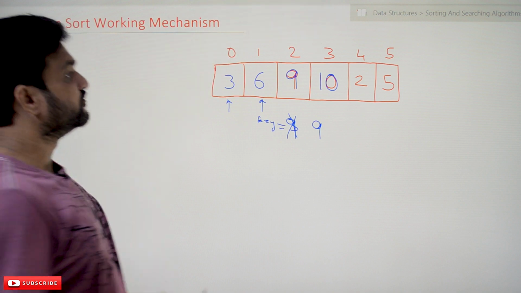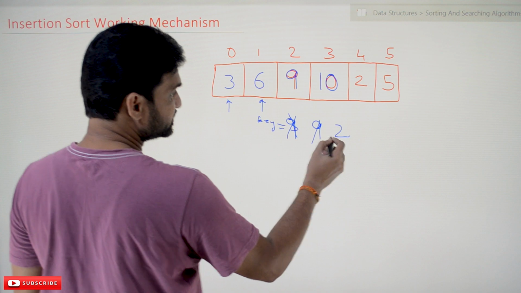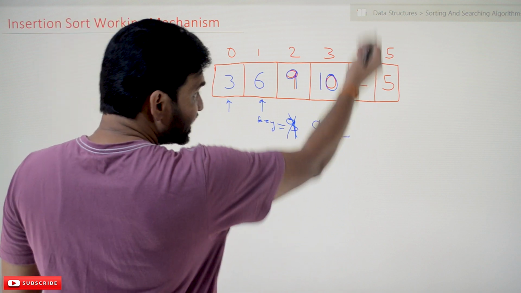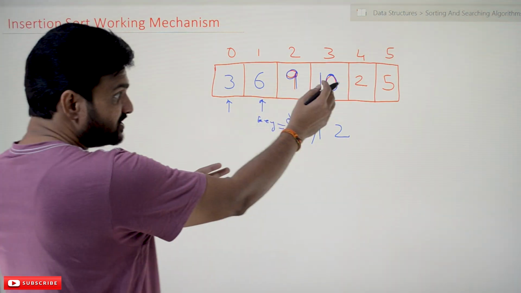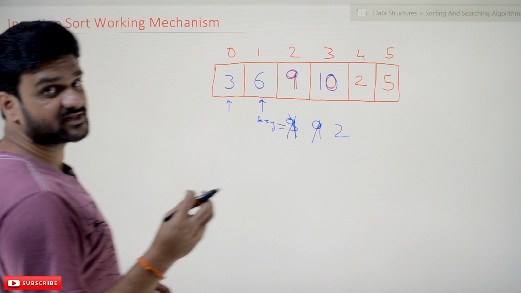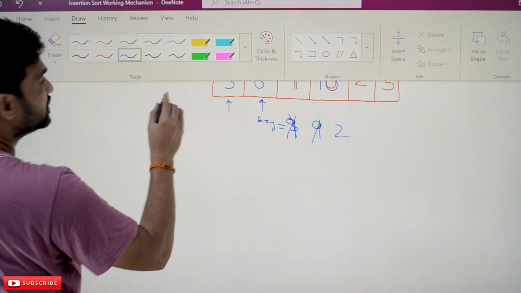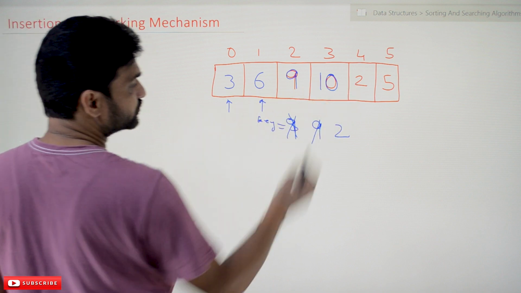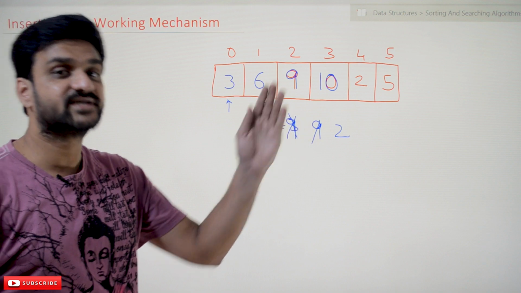Okay, so now what is our next element? Next element is 2. This we have taken, this is the key element. Means we are taking it out of this array. Visualize that in that way. In real time, it will remain in its position. So let's visualize that we have taken the 2 out of that array. Now what we will do is, we are going to compare 10 with 2. Is it true? Yes, 10 is greater than 2.